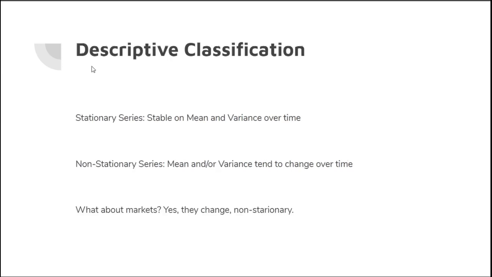So, how can we translate this into market language? Okay, so we have a descriptive classification. We have stationary series, that means series with a stable mean and variance over time, and non-stationary time series with its mean or variance tending to change over time. So, what about markets? Yes, they change over time. We are going to find here a non-stationary time series.